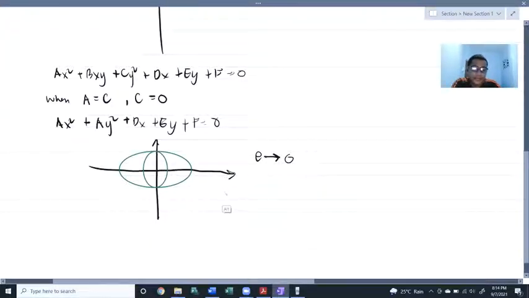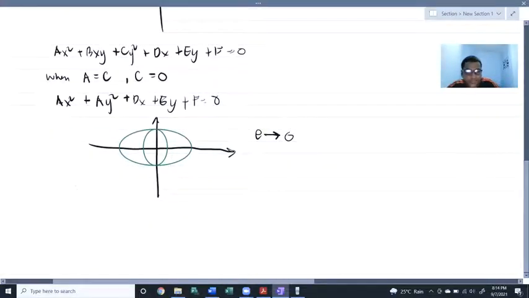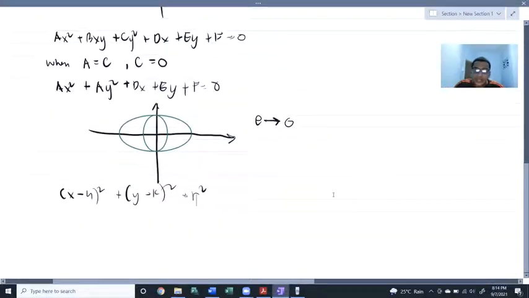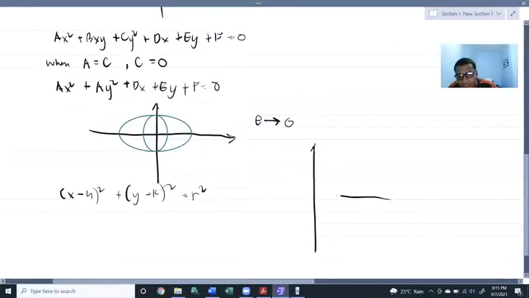So, paano ba? Bakit nagkaroon ng degenerate case ang circle? Tingnan muna natin yung standard equation ng ating circle. We have (x - h)² + (y - k)² = r². Now, suppose that our radius is changing. Okay, let's draw first a circle.